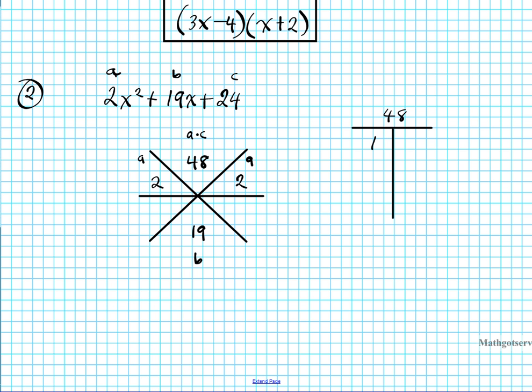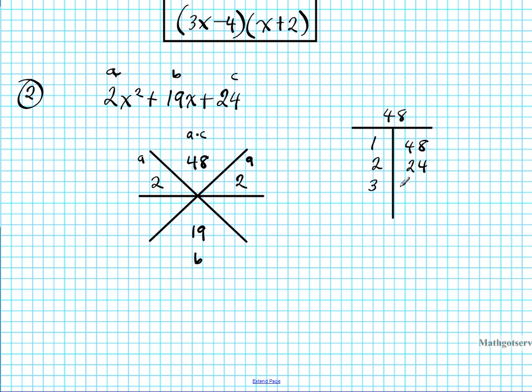1 times 48 gives me 48. This combination, if I add them, I get 49. If I subtract, I get 47. No good, I need 19. 2 times 24 gives me 48. If I add these two, I get 26. Subtract, get 22. No good.